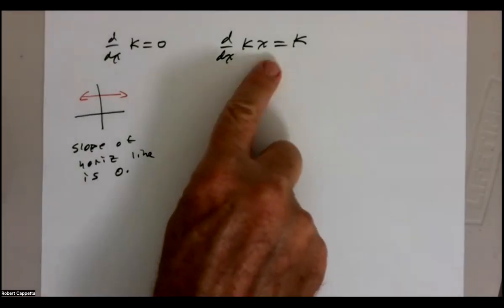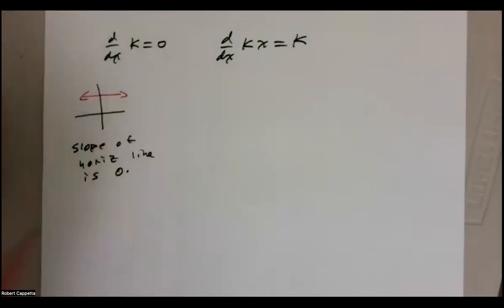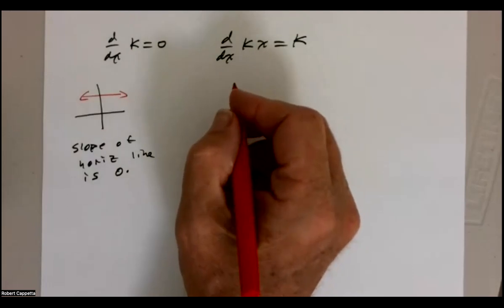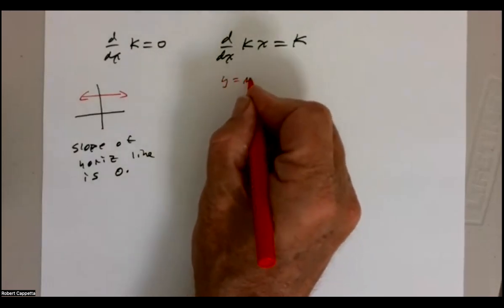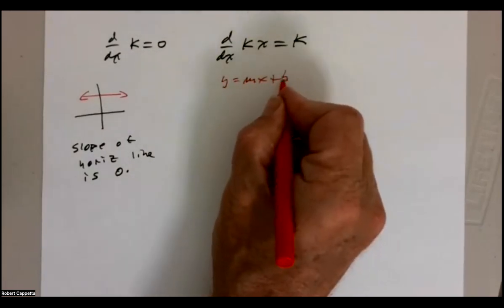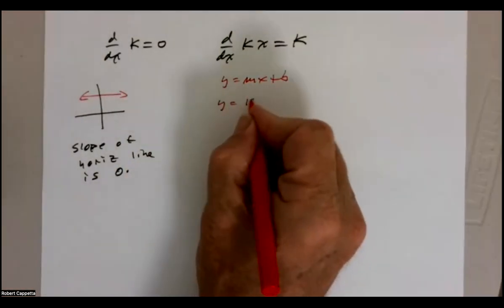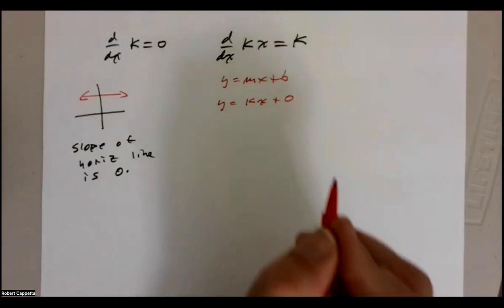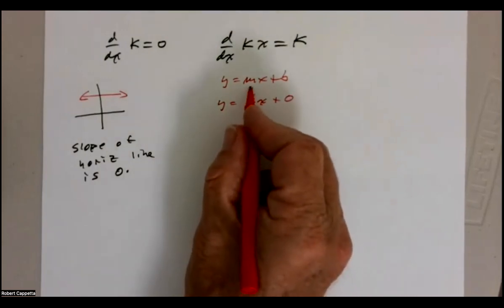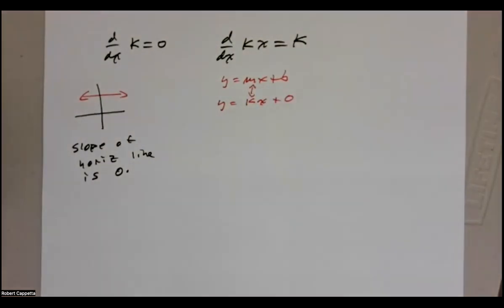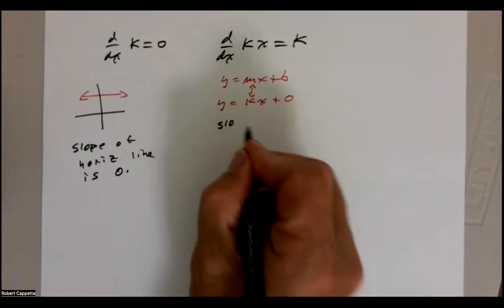Whereas over here, what is the slope of kx? We recognize from algebra that y equals mx plus b is the equation of a line. So if I have kx, y equals kx plus 0, what are we going to say? We're going to say the slope is k. And we know that the derivative represents slope. So in this case, the slope of the tangent is always equal to k.